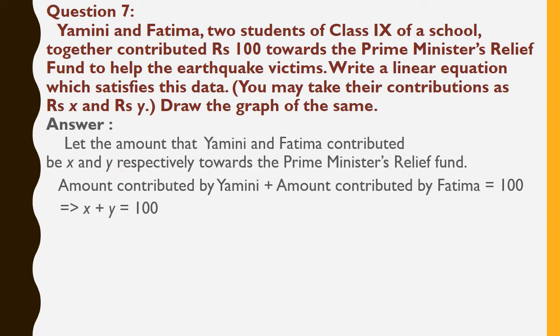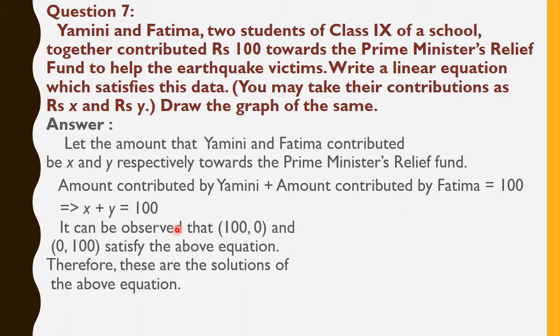Let the amount that Yamini and Fatima contributed be x and y respectively towards the Prime Minister's Relief Fund. It is quite easy to understand that the total amount that has been contributed is 100. So if Fatima has contributed ₹y and Yamini has contributed ₹x, naturally the sum of their contributions will be ₹100. So the amount contributed by Yamini plus the amount contributed by Fatima is equal to 100. So as per our assumption, x plus y will be equal to 100.